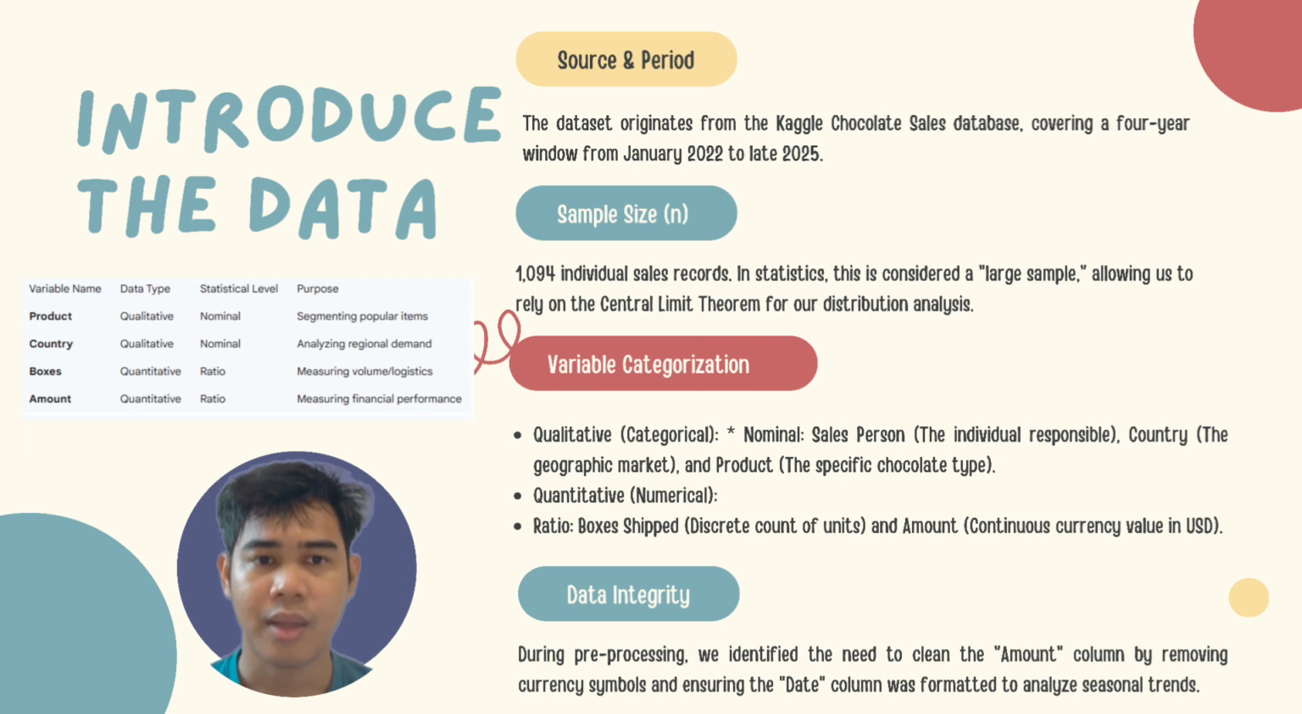Variables. Qualitative, categorical, nominal: salesperson, the individual responsible; country, the geographic market; and product, the specific chocolate type. Quantitative, numerical, ratio: boxes shipped, a discrete count of units; and amount, a continuous currency value in USD. Data integrity: during pre-processing, we identified the need to clean the amount column by removing currency symbols, ensuring the date column was formatted to analyze seasonal trends.